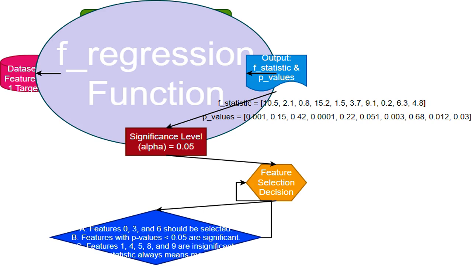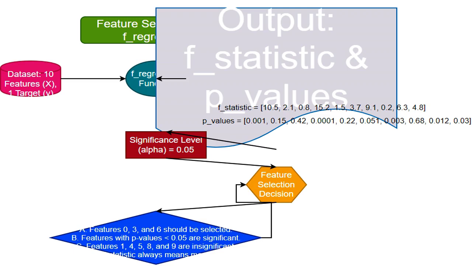It does this by looking at how much the variance, or spread, of each feature explains the variance of the target. The function gives me two things, the F statistic and the p-value. The F statistic tells me how much variance in my target value each feature explains, while the p-value helps me decide if the association is statistically significant.